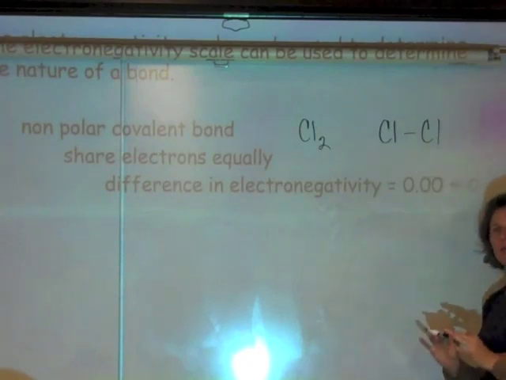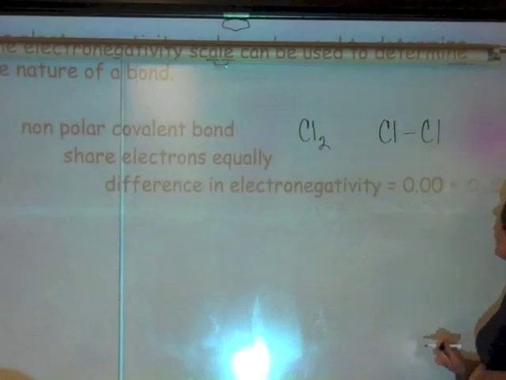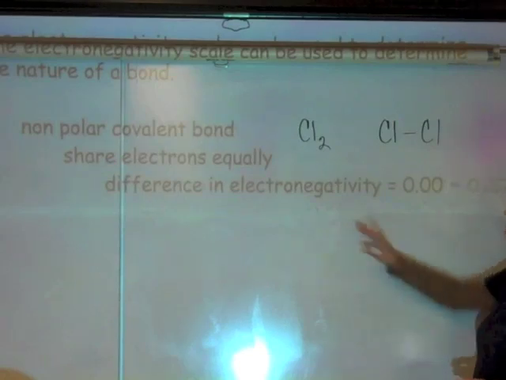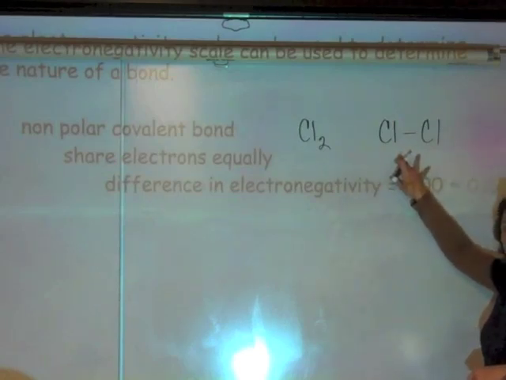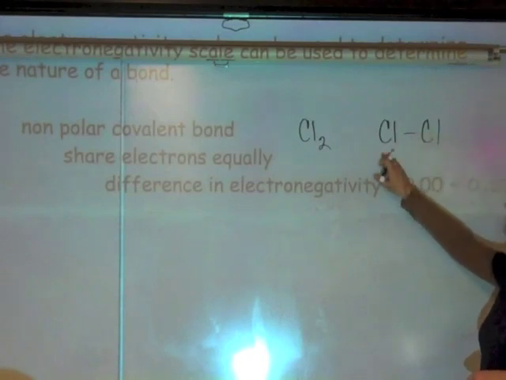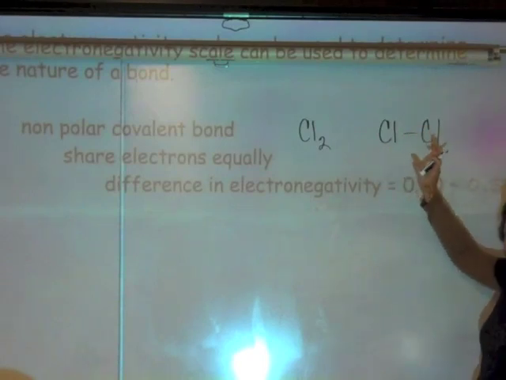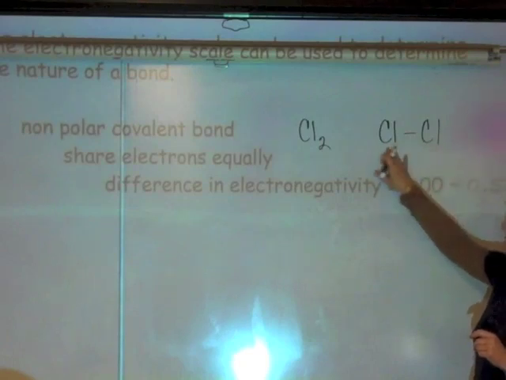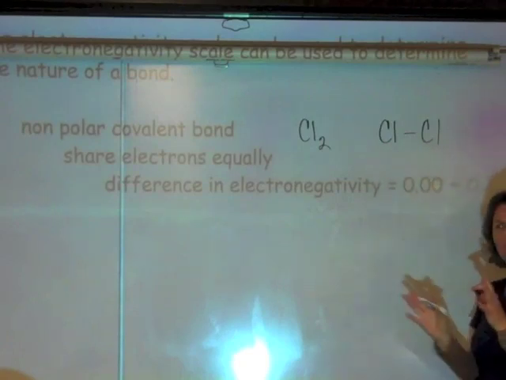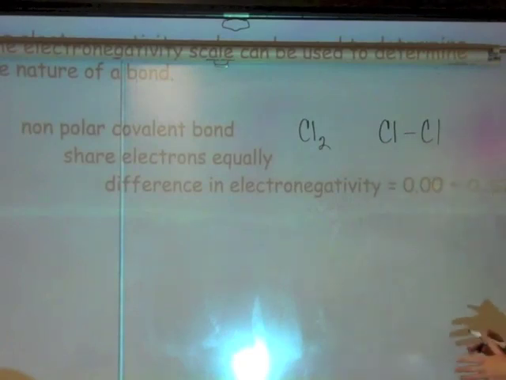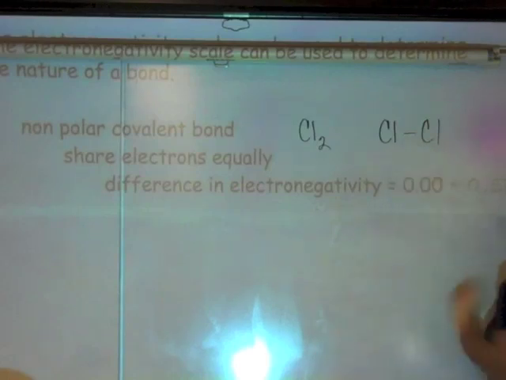Sharing equally that pair of electrons between them. Okay, so this is a nonpolar bond because the overall negative charge is equal between the two of them in terms of their pair of shared electrons. Now, this is always the same when we have identical elements.